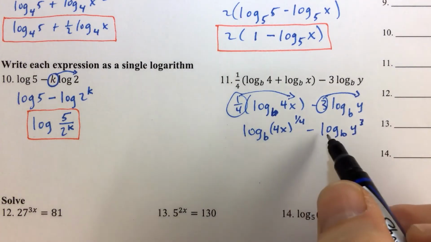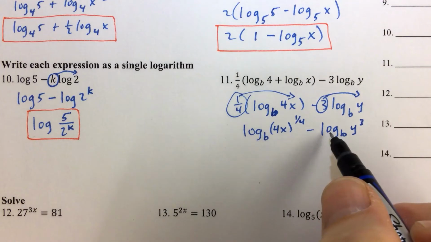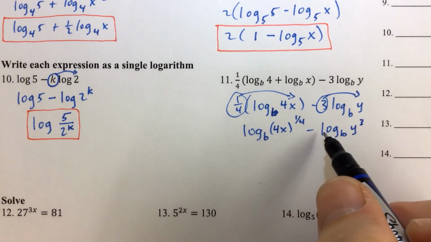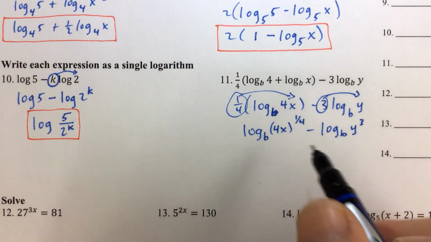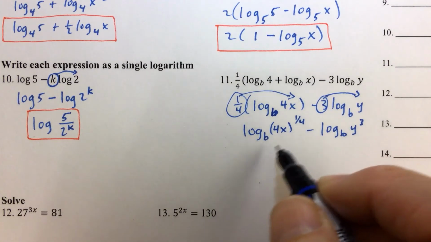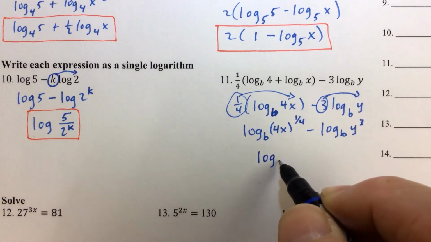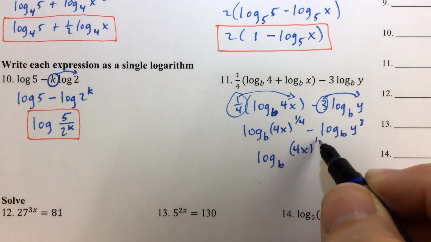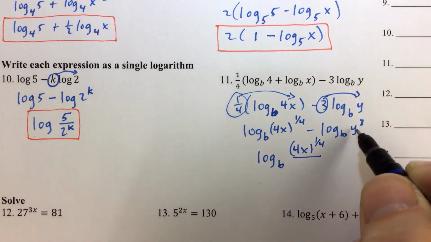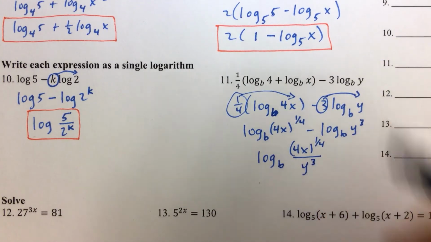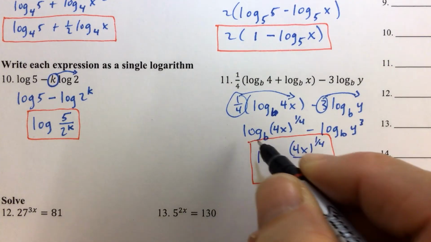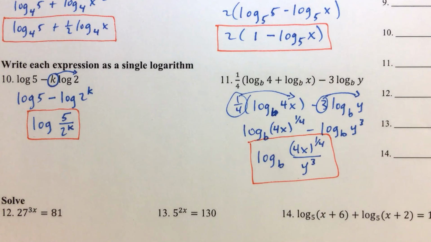And so now we have the logs with coefficients of 1. And we have the difference of logs, so we can go ahead and use that property. The difference of the logs is the log of the quotient. So we take the log base b of the first one, which is 4x, all of that raised to the 1/4, over y to the 3rd. And that's it. We condensed the log, or we wrote the expression as a single logarithm.